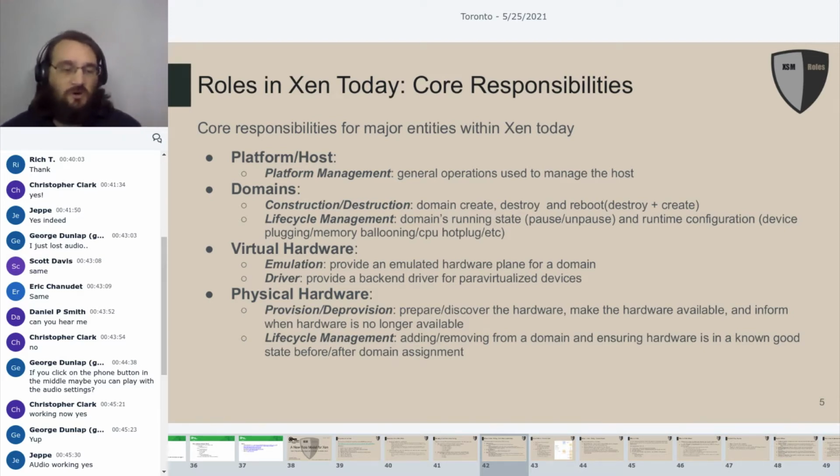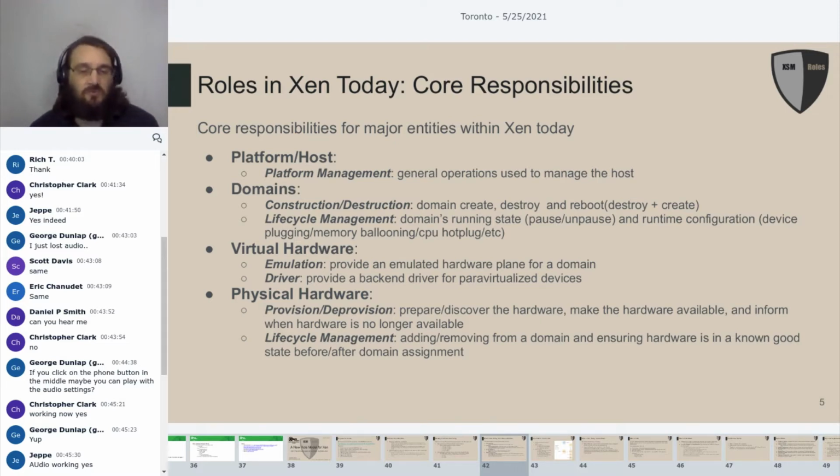Then you get to the virtual hardware that's being provided for the domain. And there are actually two types, right? There's the emulation and there's backend drivers, device drivers, domains. So I think this is pretty straightforward. There's the role to provide emulated hardware for a domain, and then there's the role to provide a backend driver for one or more para-virtualized devices that are attached to the front ends in one or more domains.